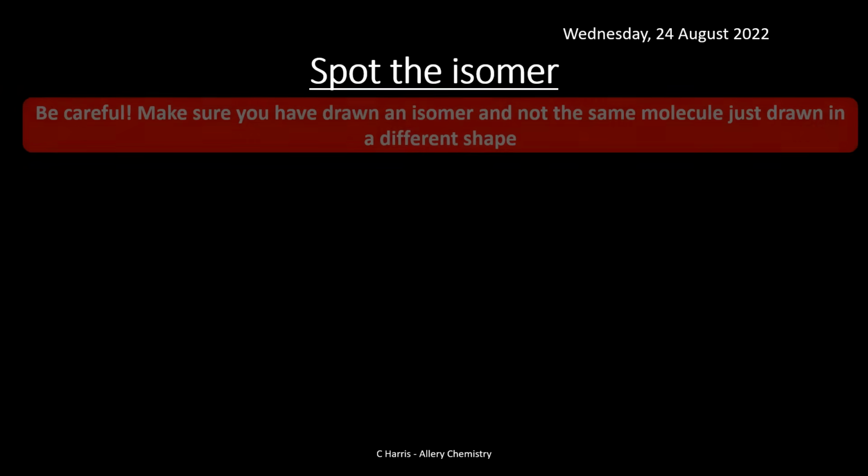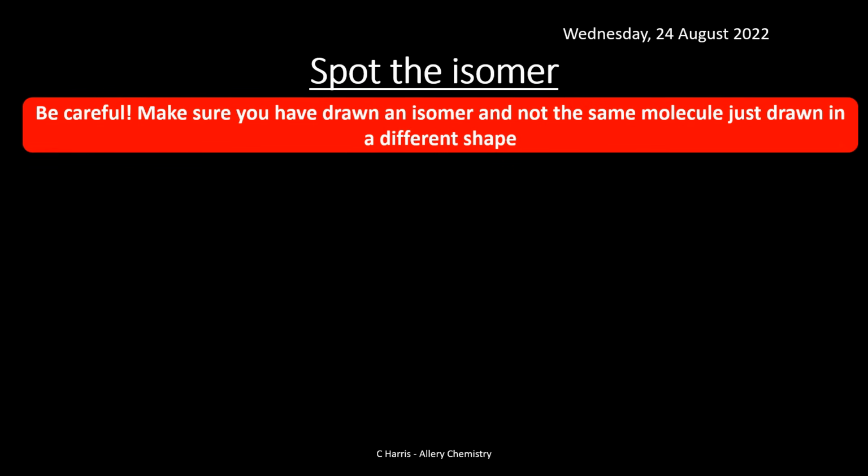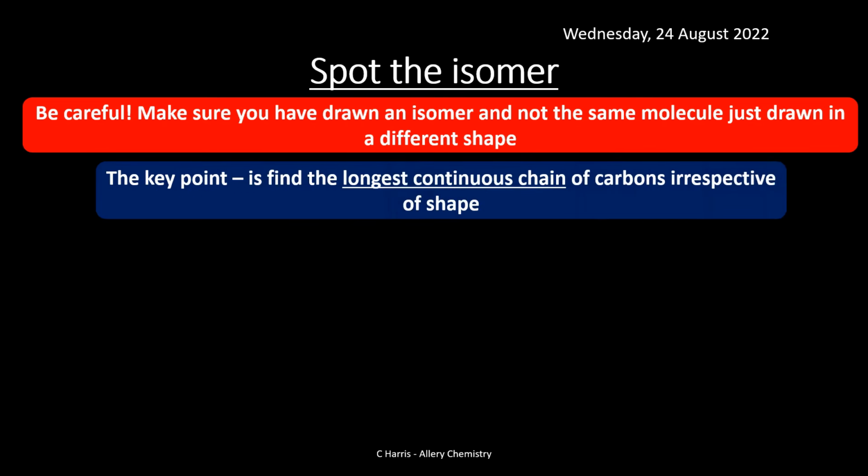Okay, let's have a go at spot the isomer. What you've got to do when you're looking at this is make sure that you've drawn an isomer and not the same molecule just drawn in a different shape, because this is the difficult thing with drawing isomers. A lot of students will write it out and just change the shape of it, but in all honesty, it's just the same molecule. So you've got to be really sure here.